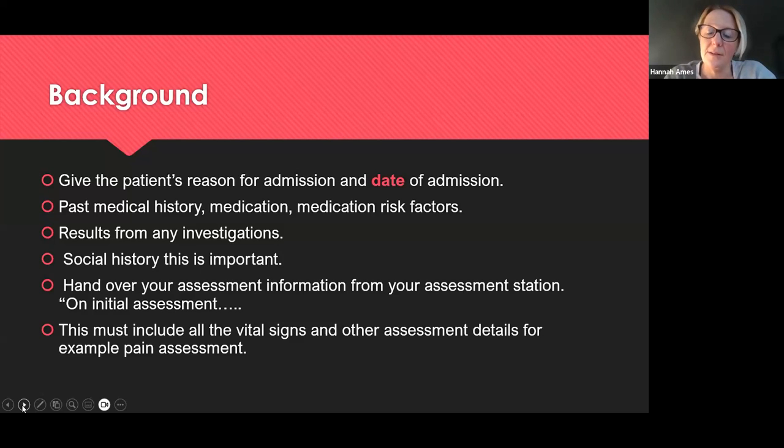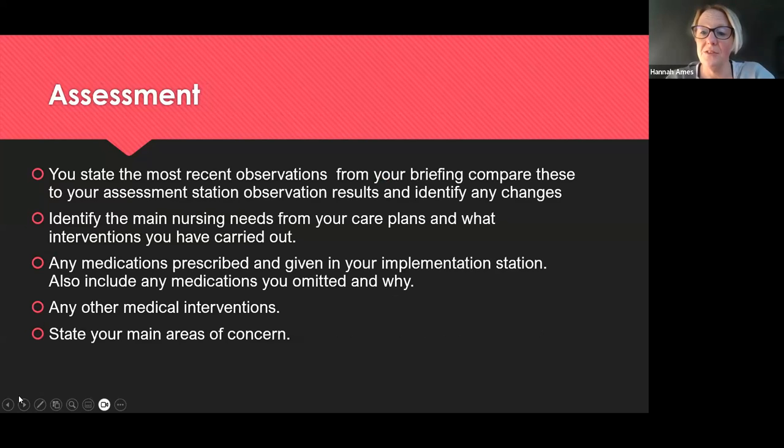So any other additional assessments, anything relevant from your holistic assessment, so from initial assessment, the patient was at risk of falls, so whatever you identified from your initial assessment as well. And then you lead on into the rest of your assessment information. So then you need to state the most recent observations. In your station briefing, you will get a new set of observations for this patient. So you need to then read out their current observations. So current observations are this. And again, you need to read each vital sign.